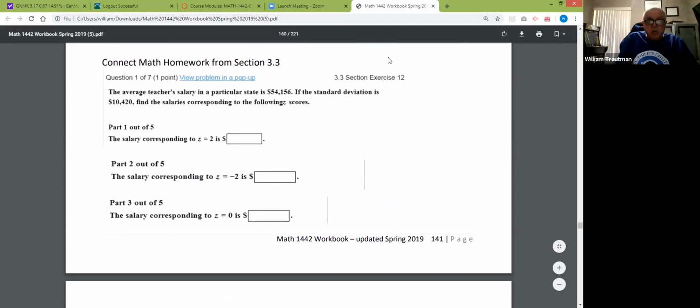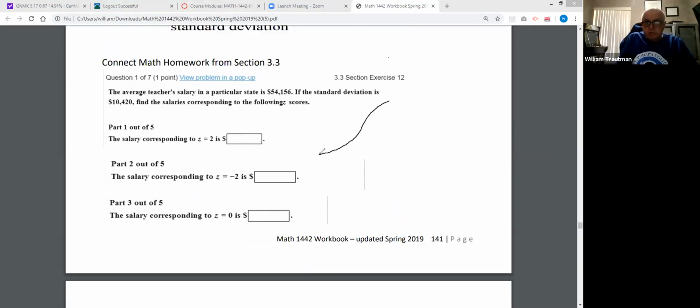All right, so for this problem, I'm going to draw a normal curve. We know the center is the mean. The average teacher salary is 54156. That's the mean. Average is the mean. So I'm going to put 54156. That's the average. If the standard deviation is 10,400, find the salary for a z of 2.